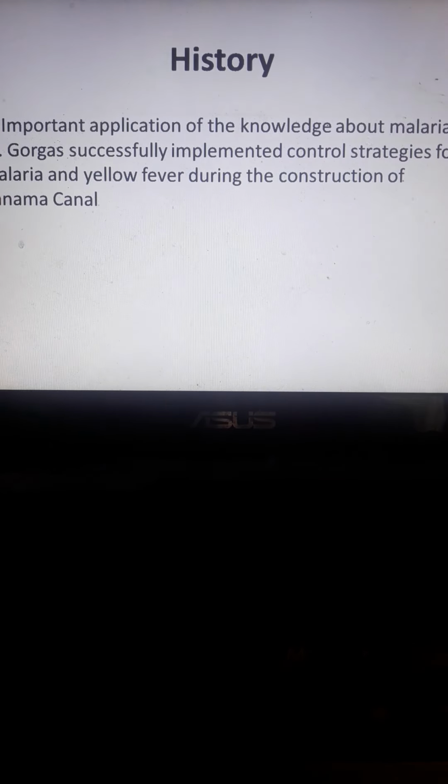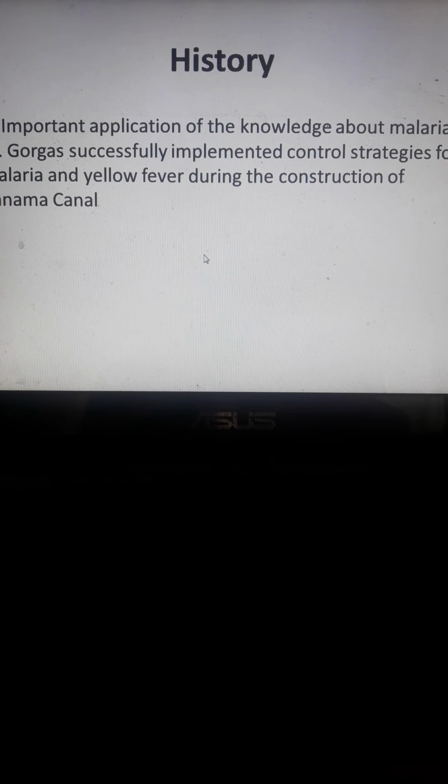Okay. So history, important applications of the knowledge about malaria. W. Gorgas, successful implementation of control of malaria and yellow fever during the construction of the Panama Canal. Okay, you know Panama Canal is one of the largest canals wherein naga-shortcut ang mga dagko na barko until now. Okay, important discoveries in malaria.